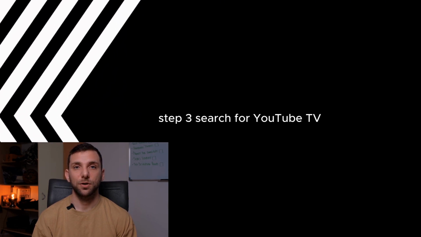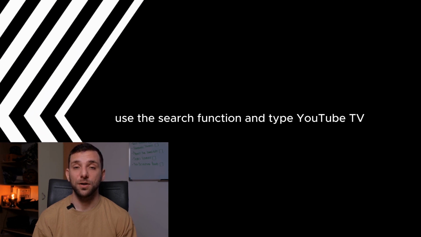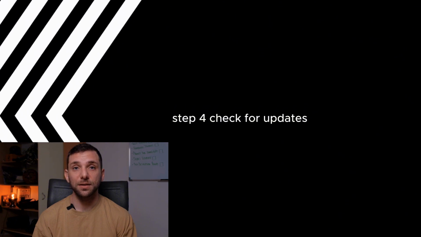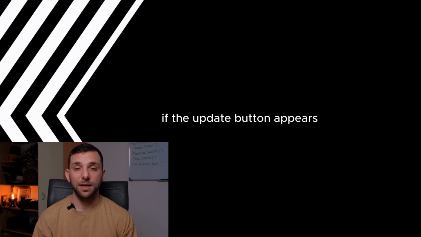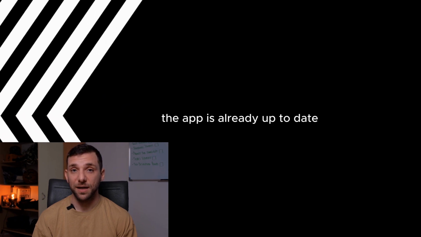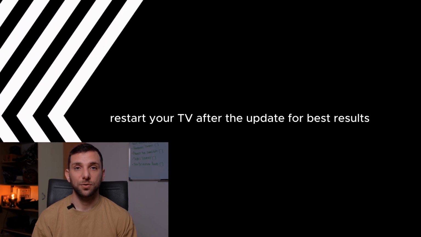Step 3. Search for YouTube TV. Use the search function and type YouTube TV. Step 4. Check for updates. If the update button appears, select it to begin updating. If no update option is visible, the app is already up to date. Step 5. Restart the TV. Restart your TV after the update for best results.